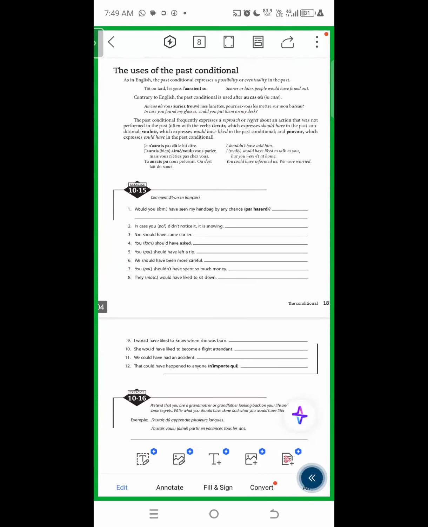The uses of the past conditional. As in English, the past conditional expresses a possibility or eventuality in the past. Ça, les gens l'auront su. Sooner or later, people would have found out. Contrary to English, the past conditional is used after au cas où, in case. Simply put, all we have seen in the conditional is replicated here; the addition is in the past. Au cas où vous auriez trouvé mes lunettes: in case you found my glasses.